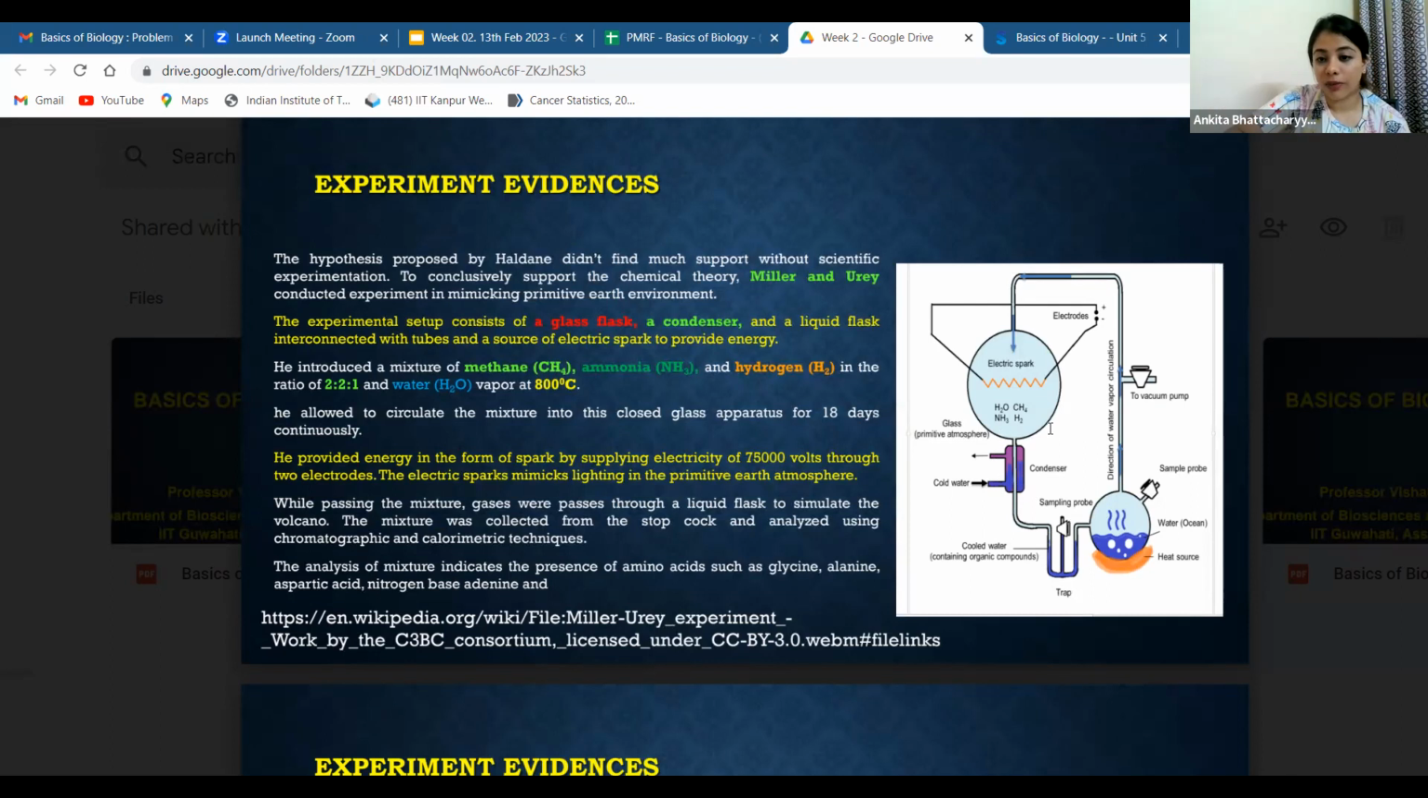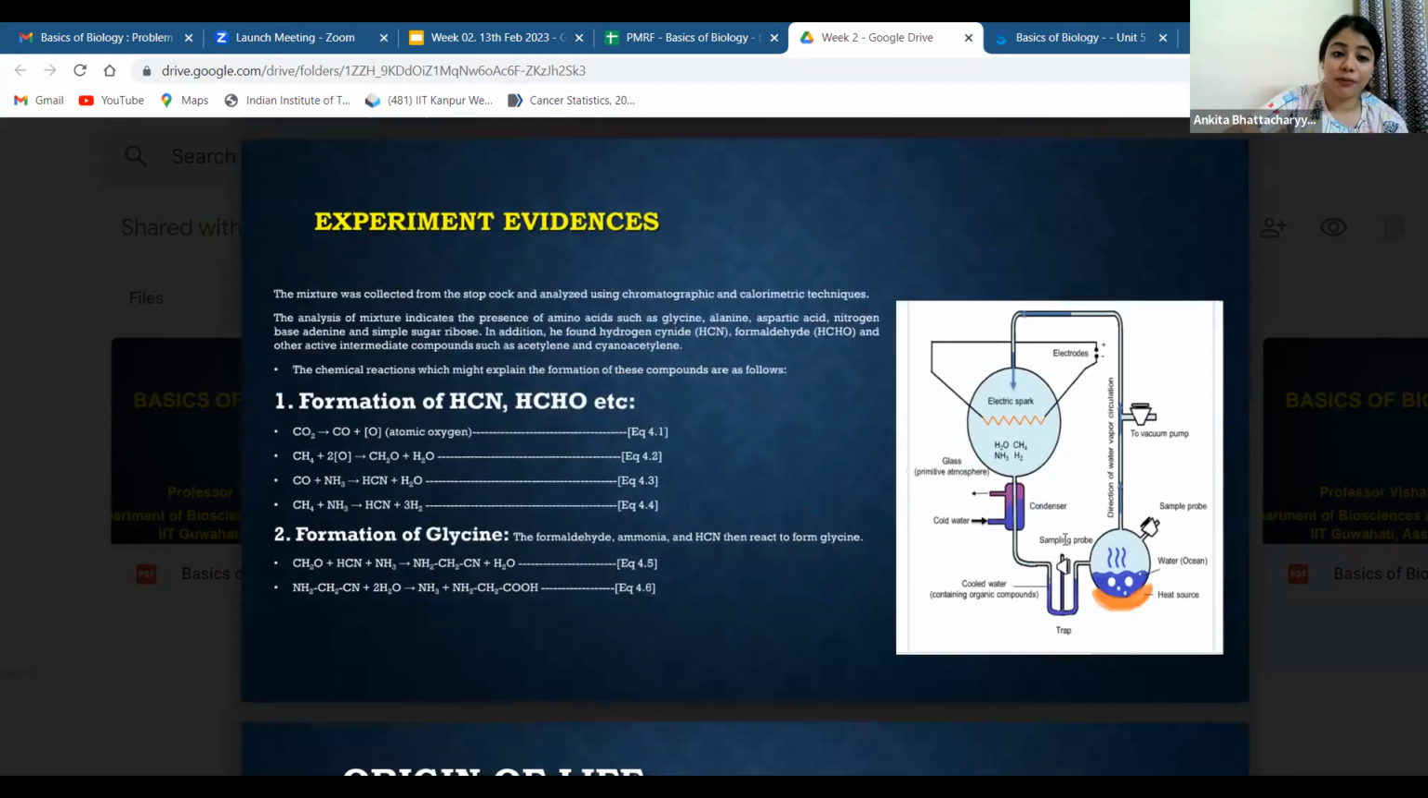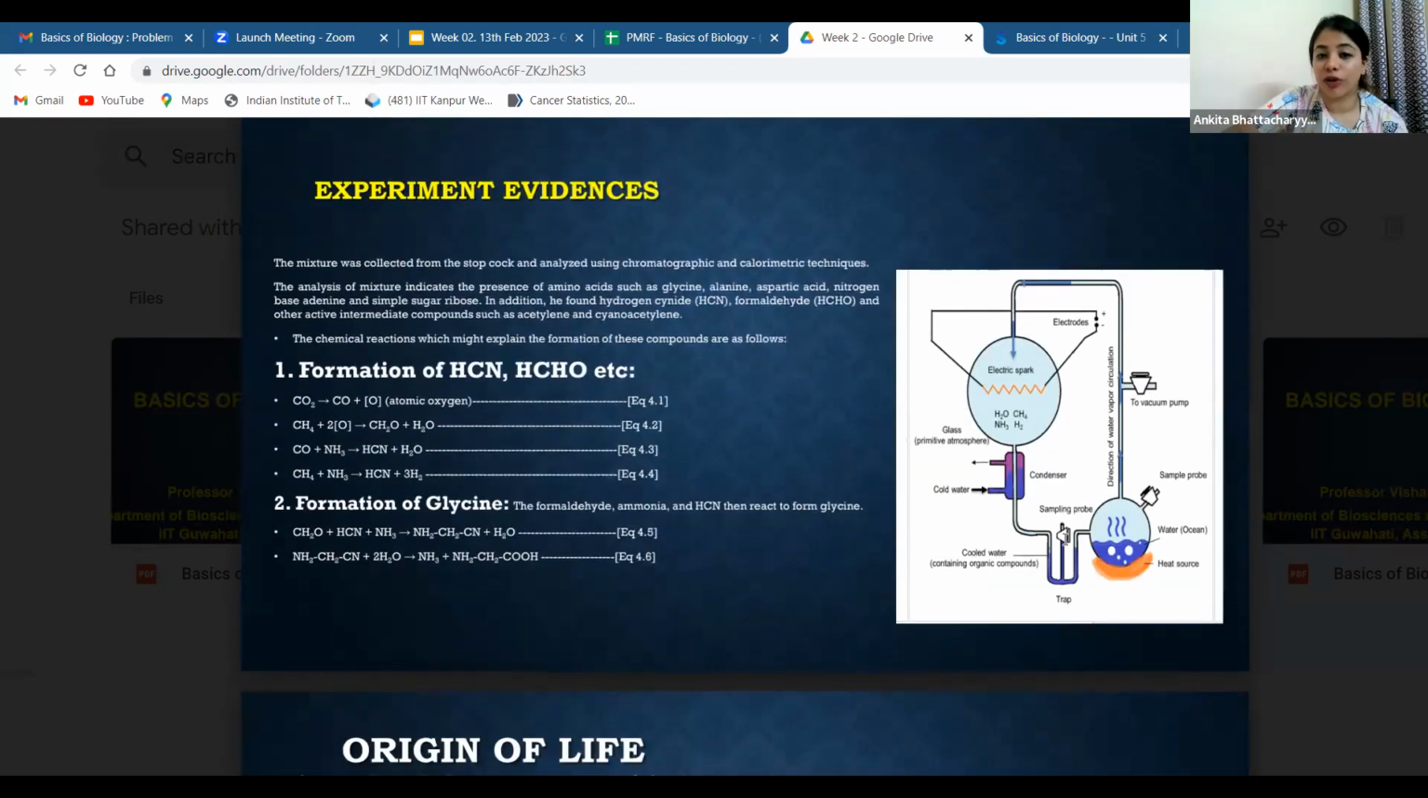From there, it was condensed to make sure that you get a liquid which you can sample, right? It was passed through this over days, around 18 days. It was allowed to circulate, and at periodic time periods it was sampled, and then they looked for different compounds. Surprisingly, they could find a lot of compounds, identified using chromatographic and colorimetric techniques, including a few amino acids, some nucleic acids, and a few sugars.